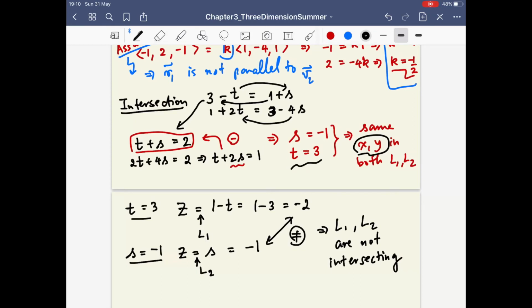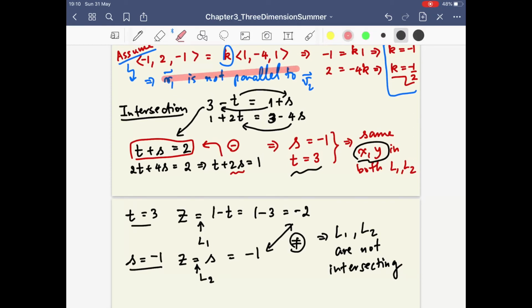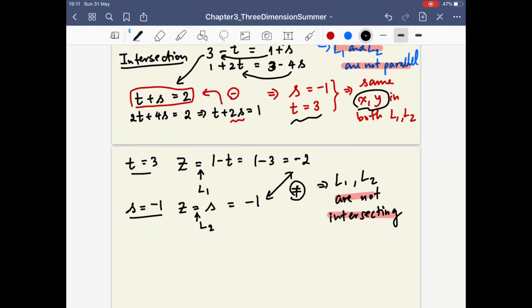Okay, so L1 and L2 are, first, not parallel, and second, they do not intersect. Let me just complete this one: because your V1 and V2 are not parallel, it means your L1 and L2 are not parallel to each other. So this is what we can conclude. It's not parallel and it also does not intersect, so it means that your L1 and L2 are skew lines. It means that they live on different planes. Those two planes are parallel, but your L1 and L2 are not parallel to each other. So this is the so-called skew line.